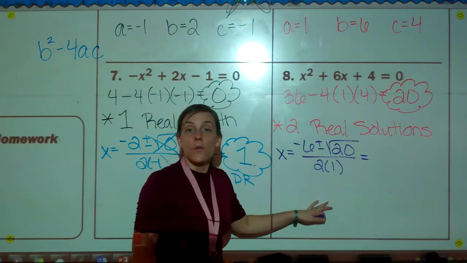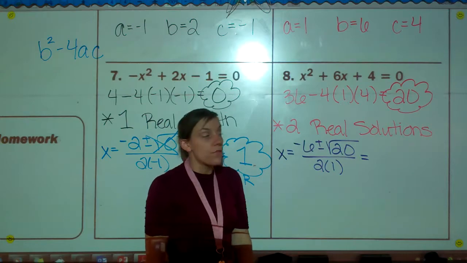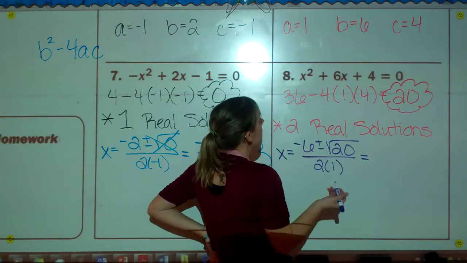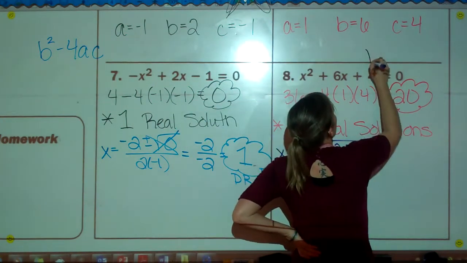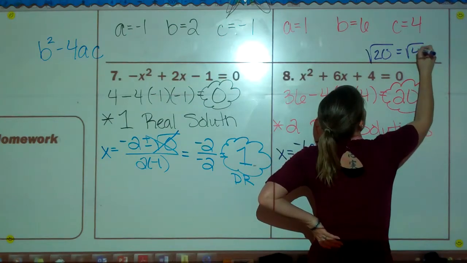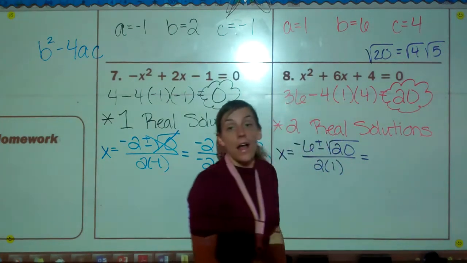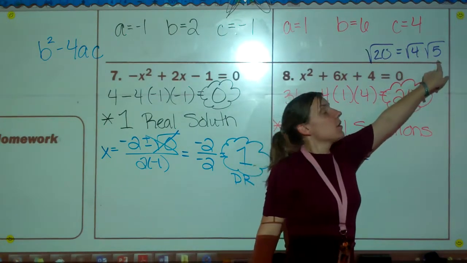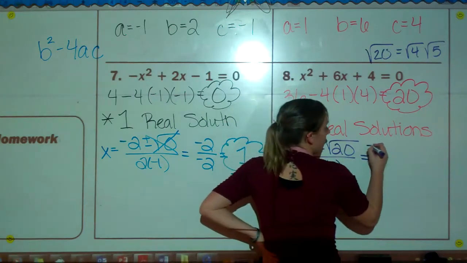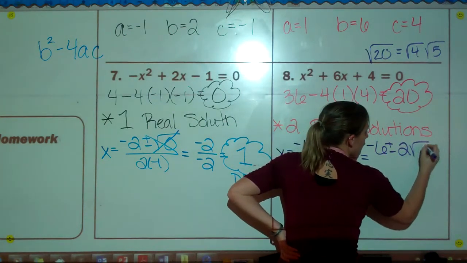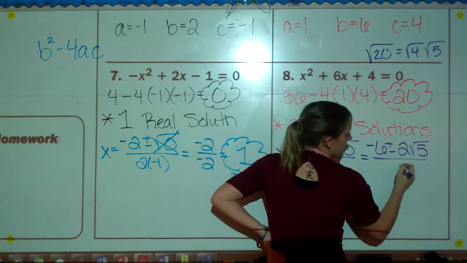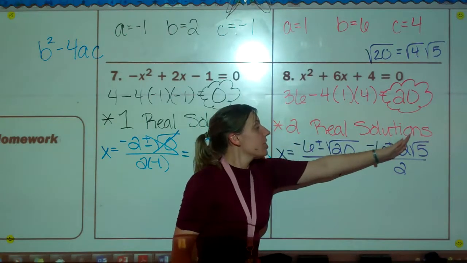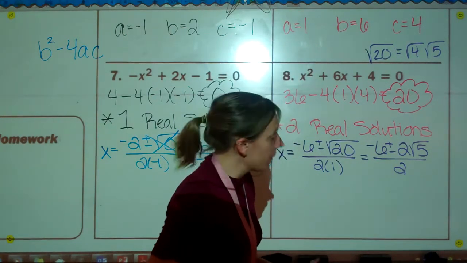Now, this is the only one out of these that we actually need to simplify 20. So remember, the square root of 20 is the square root of 4 times the square root of 5. So you want to think of your factor pairs, so that turns into a 2 root 5. So that's negative 6 plus or minus 2 root 5 all over 2. And now we've done this in the past where we've noticed both of these will divide by 2.